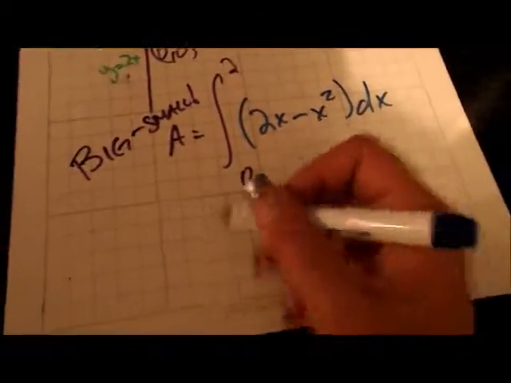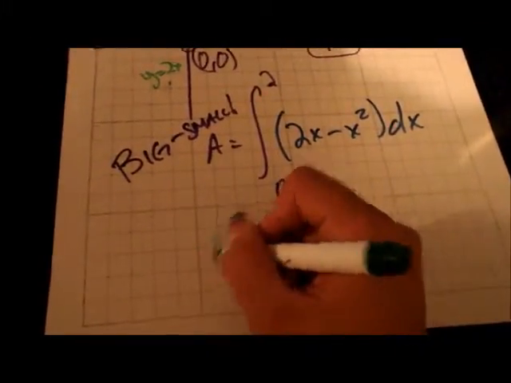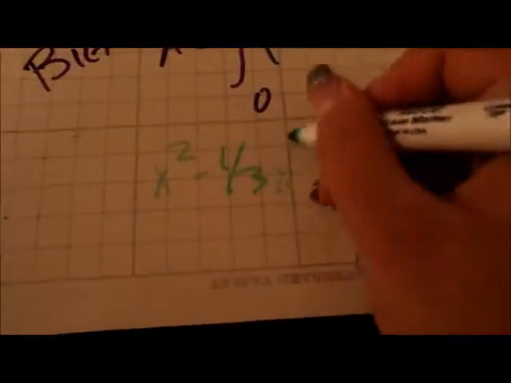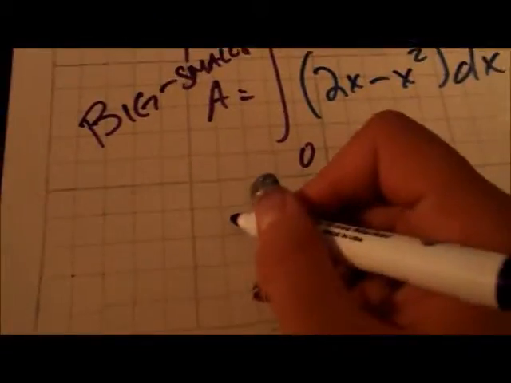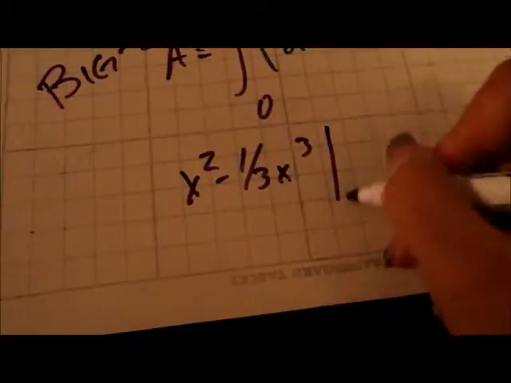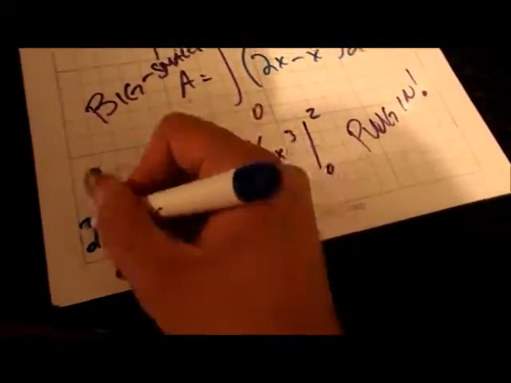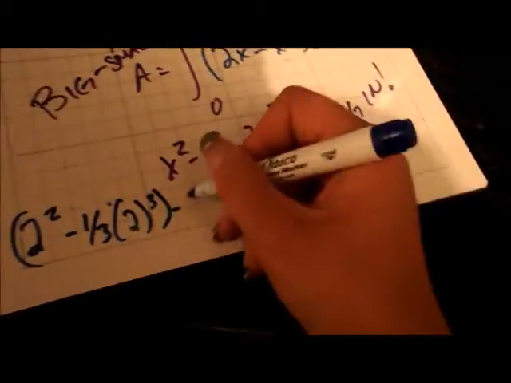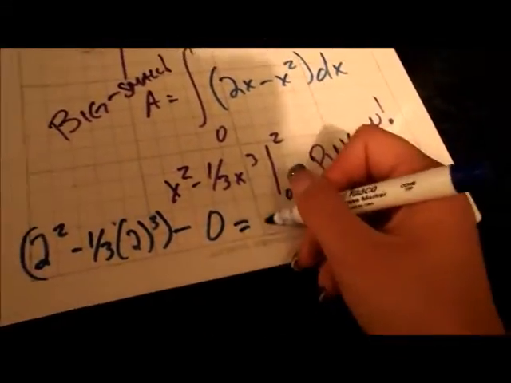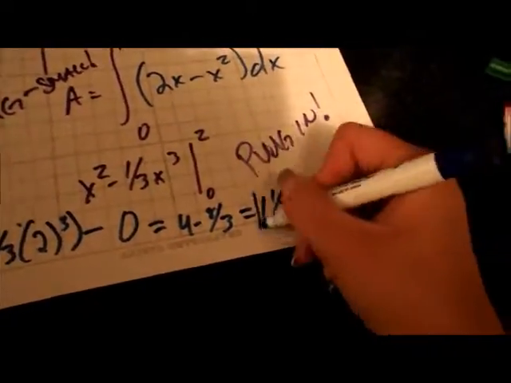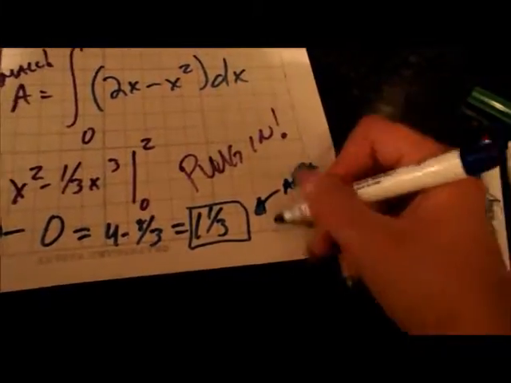To solve this integral, you take the antiderivative, which is x squared minus 1/3 x cubed, from 0 to 2. Then plug in your limits of integration, and you get 2 squared minus 1/3 times 2 cubed minus 0, because once you plug 0 into that equation, it just all equals 0. And that equals 4 minus 8/3, which is equal to 1 and 1/3, which is the area between the two curves.